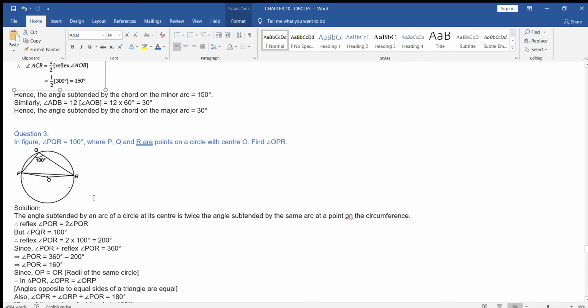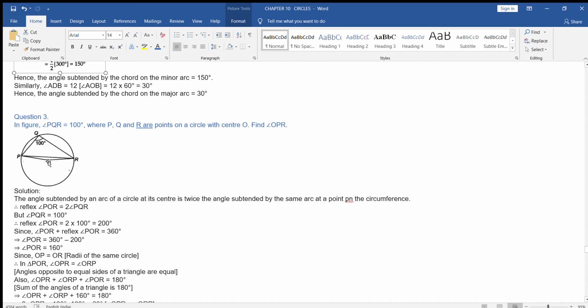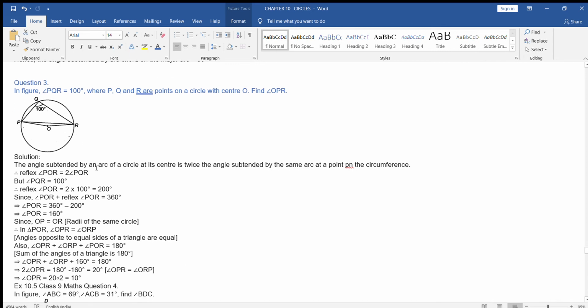Now see question number 3. This is the diagram given to you. P, Q, R are points on the circle with center O. We have to find out OPR. What we have to find out? OPR.